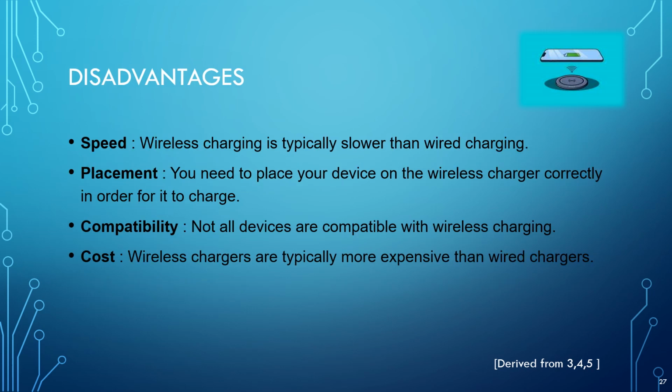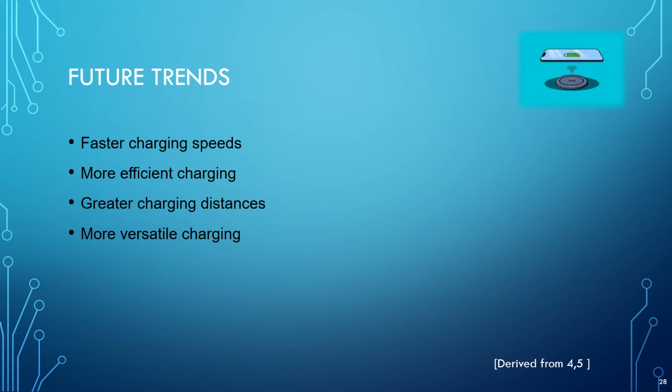Next are the disadvantages. First one is speed. Wireless charging is typically slower than wired charging. Then placement. You need to place your device on the wireless charger correctly. We have earlier said that placement matters for efficiency, so we have to correctly align the device to be charged on the wireless charger. Next is compatibility. Not all devices are compatible with wireless charging. Then cost. Wireless chargers are typically more expensive than wired chargers. These are a few. Next are the future trends.